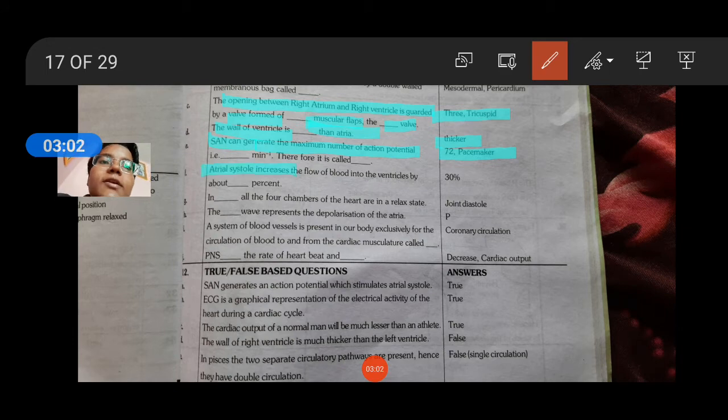Atrial systole increases the flow of blood into the ventricles by about 30%. In joint diastole, all the four chambers of the heart are in a relaxed state. The P wave represents the depolarization of atria.